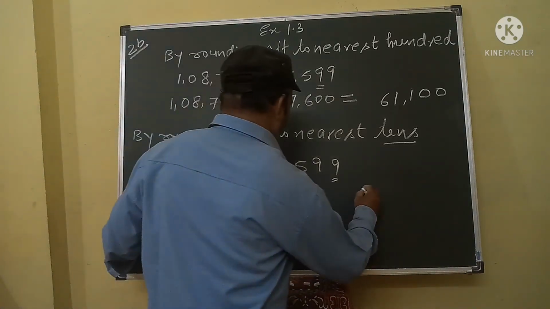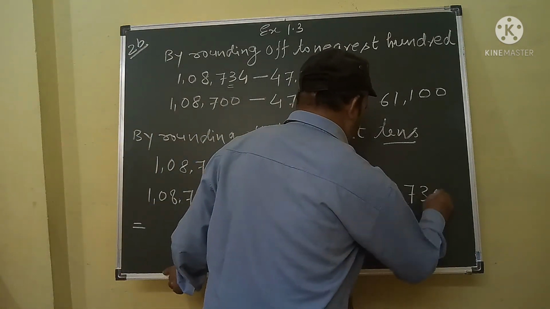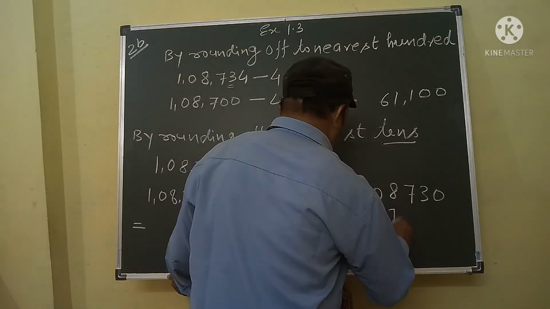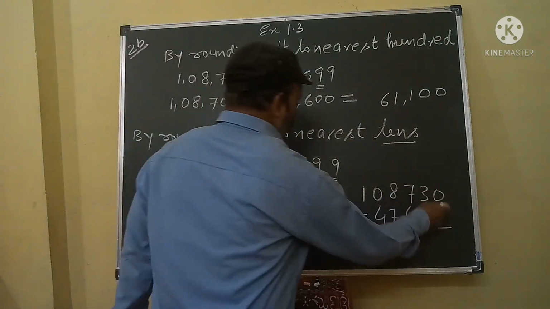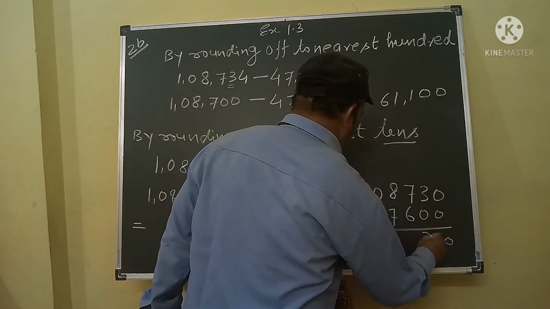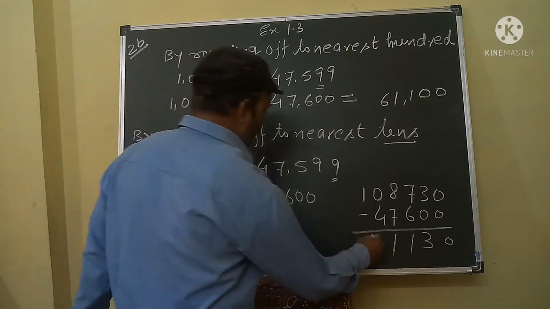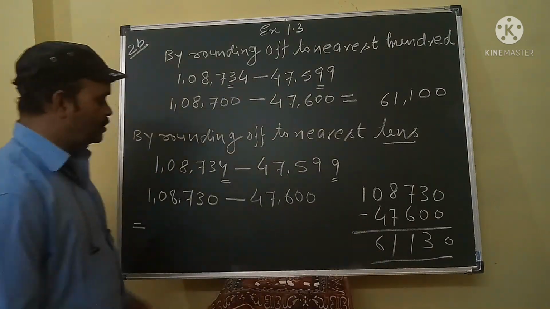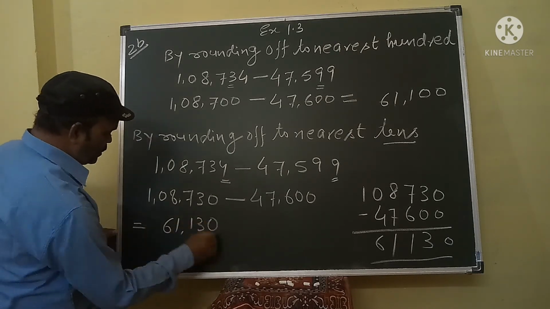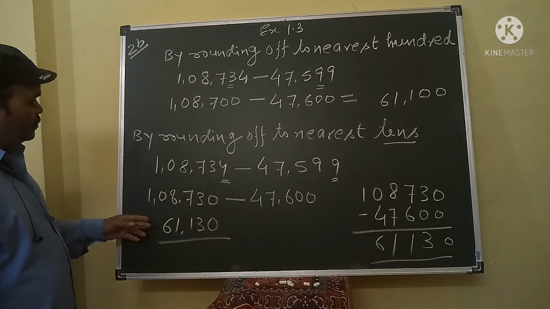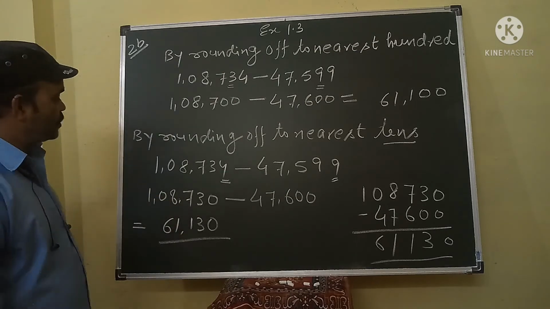Now look here: 1,08,730 minus 47,600. 0 minus 0 is 0, 3 minus 0 is 3, 7 minus 6 is 1, 8 minus 7 is 1, 10 minus 4 is 6. Okay. Your difference is 61,130. So 61,130 is the required answer of the second part.